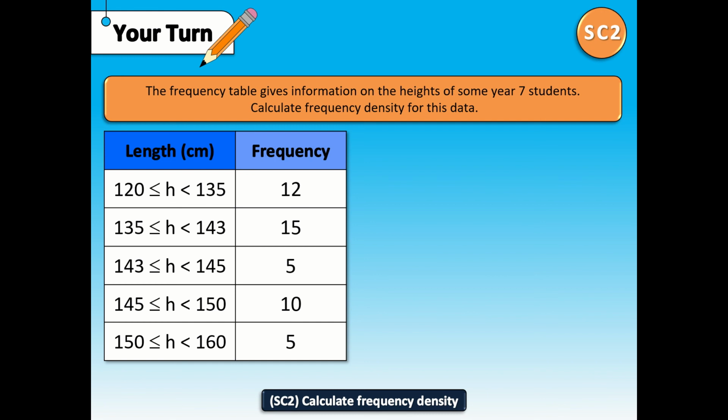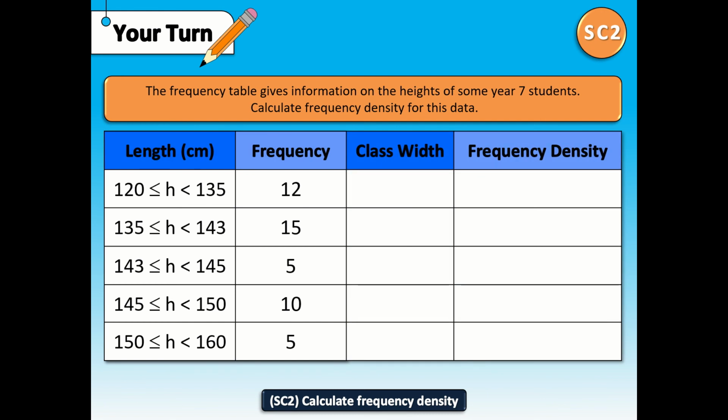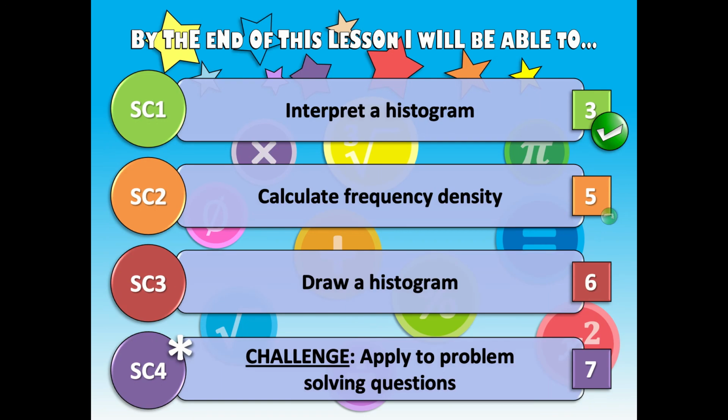For the amber question, we work out the class width. So there's our class width. And then for the frequency density, frequency divided by class width. And there's our frequency density. And now we've completed success criteria 2.